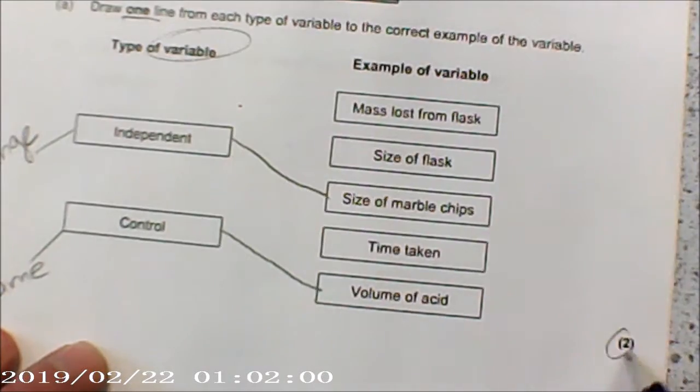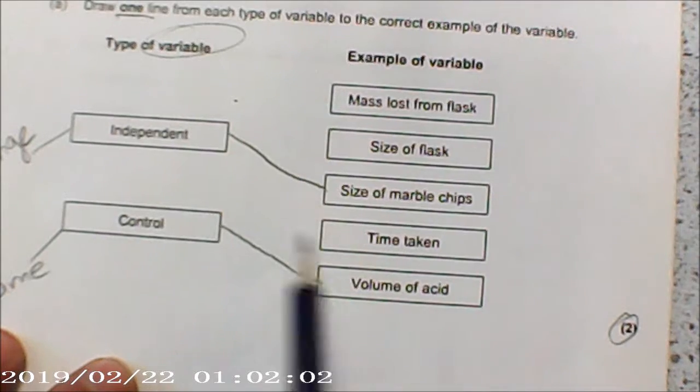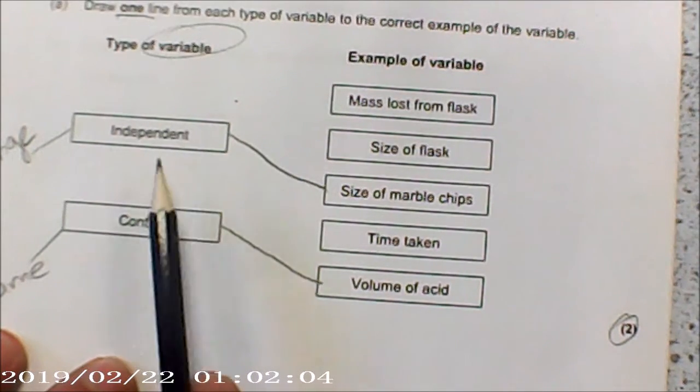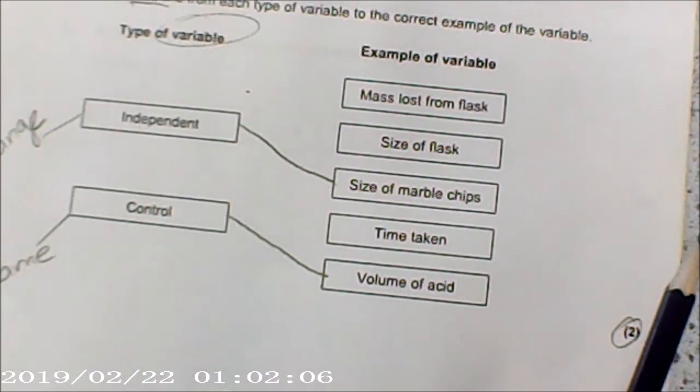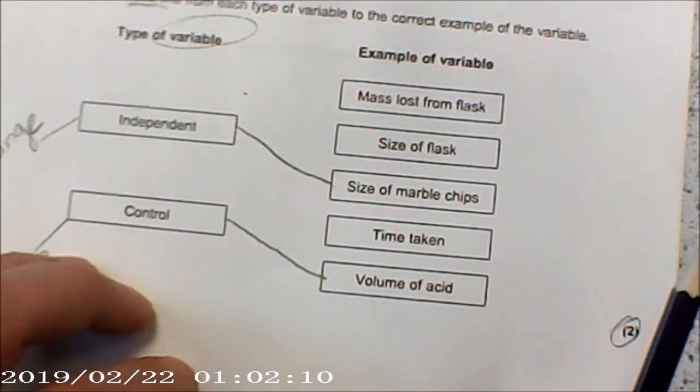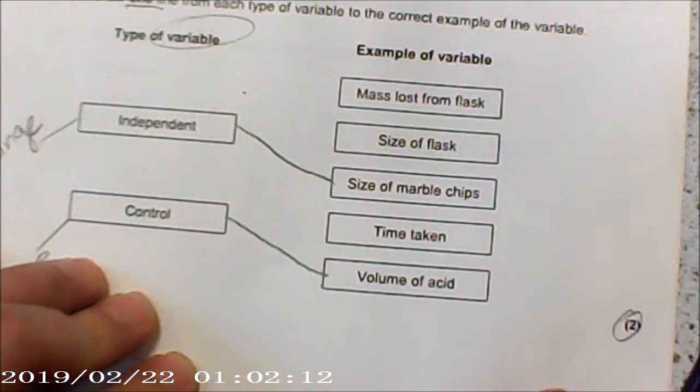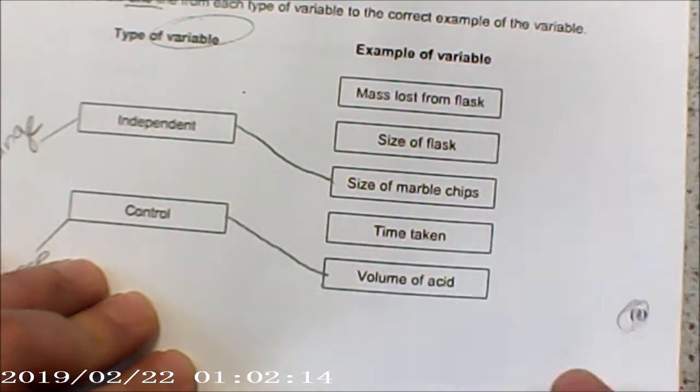Okay, and that's worth 2 marks. So even if you remembered just one type of variable, always have a go, and if you can't remember the other one, it's just drawing a line. So please make sure, if anything, you have at least drawn a line to something that you think it could be.